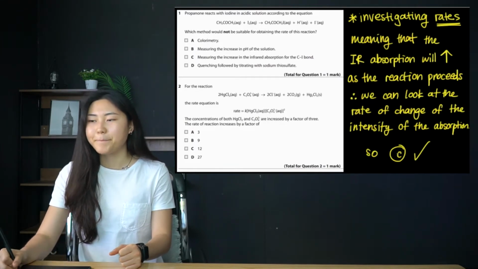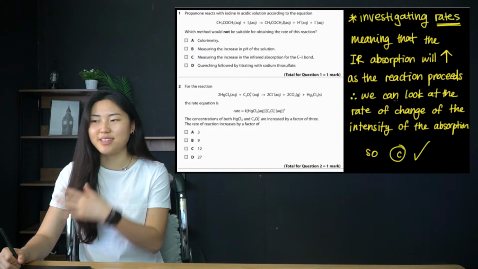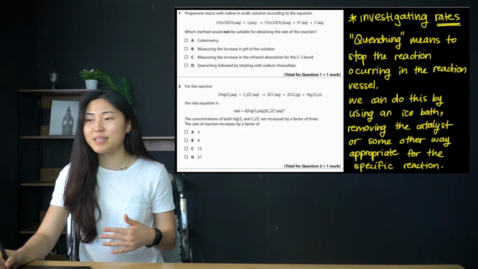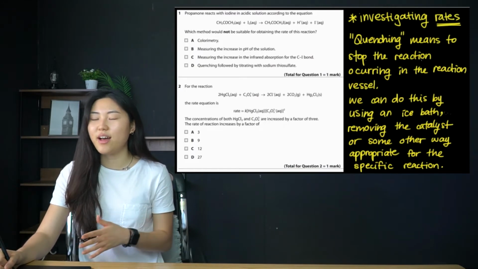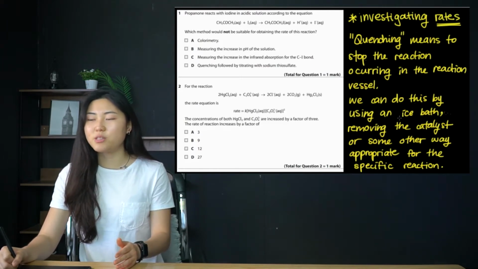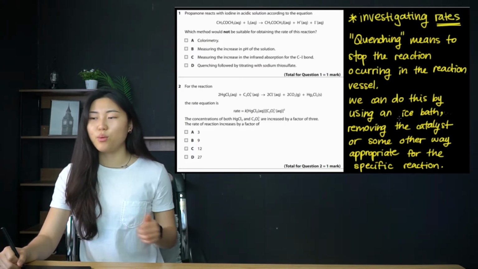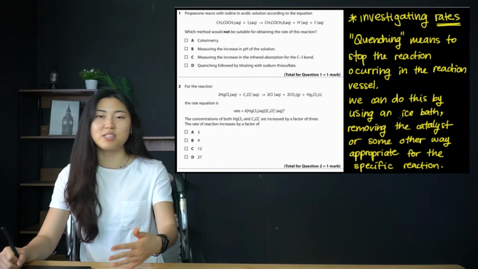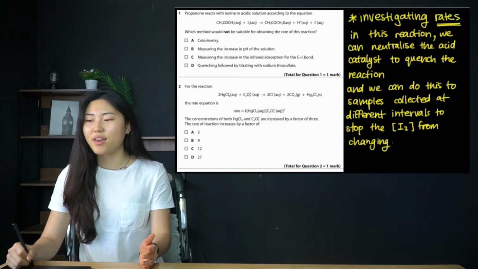So this is the explanation for infrared. And quenching means to stop the reaction occurring in the reaction vessel. Okay, so we're stopping it. We can do this by using an ice bath or removing catalyst or some other way appropriate for the specific reaction that you're doing. Okay.